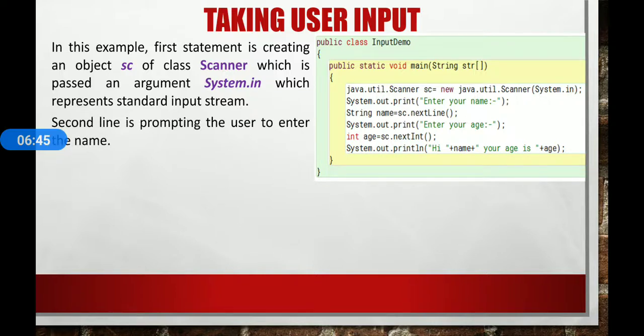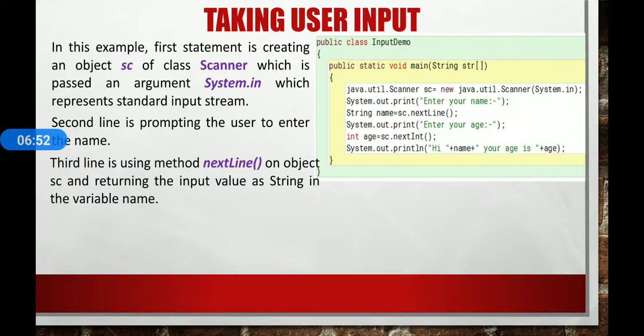Second line is prompting the user to enter the name. Let's say, enter your name. Third line is using the method nextLine on object sc, returning the input value as a string in the variable name. Because here nextLine is the method that is used to store the string value.